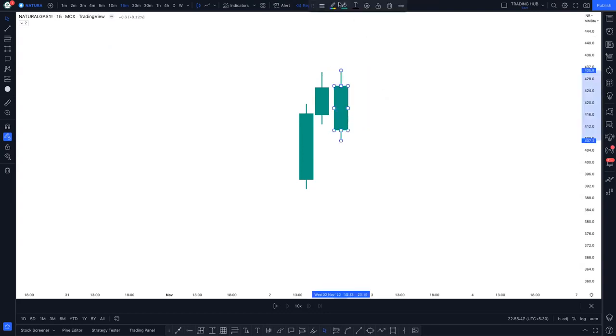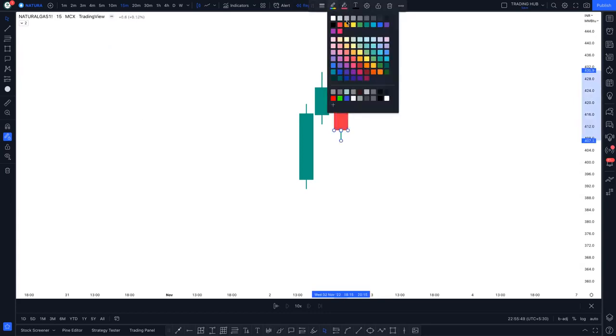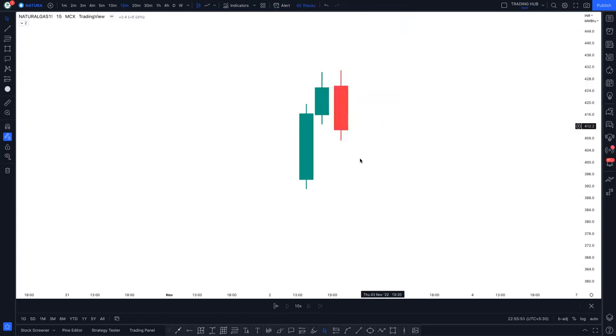And this candle color is red, right? And the next day, this becomes our valid pullback here. This is a pullback, right? Because the previous candle low is broken here. So this becomes our valid pullback here.